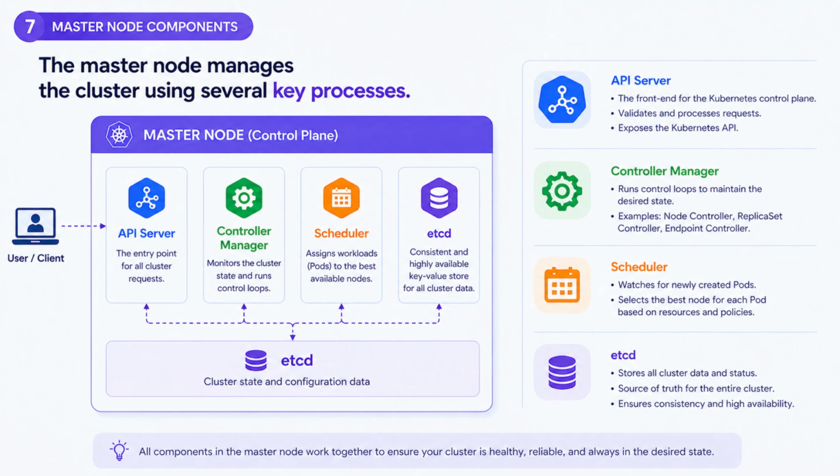Then we have the scheduler. The scheduler decides where to run containers. It looks at available resources and assigns workloads to the most suitable worker node. And finally, this is a key value store that holds the entire state of the cluster: configuration data, status, everything. It's also used for backup and recovery. Together, these components make the master node the brain of the Kubernetes cluster.